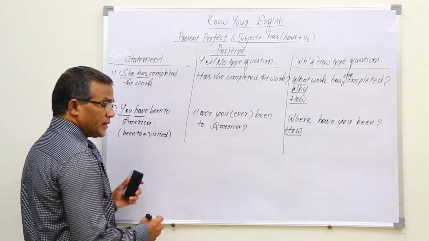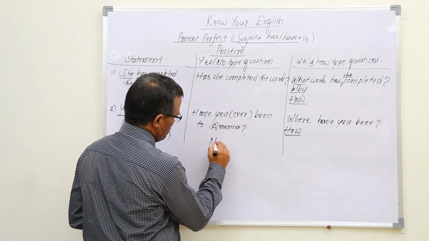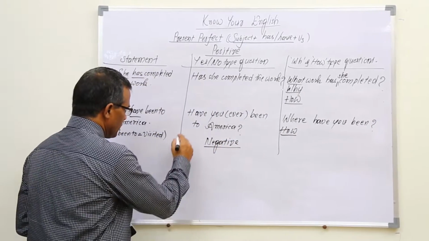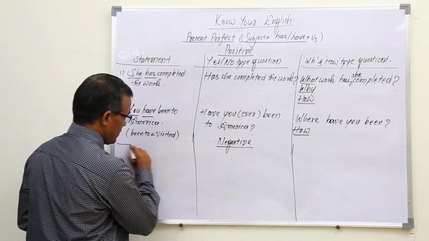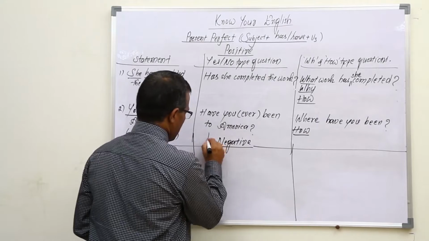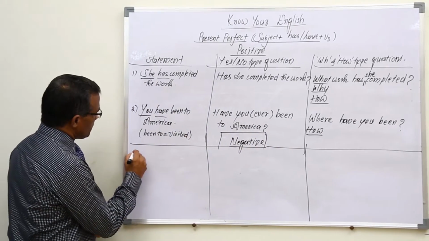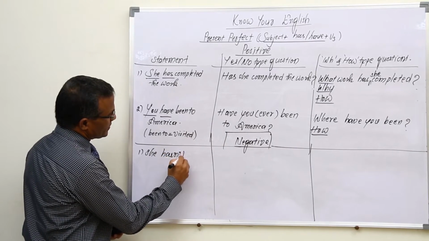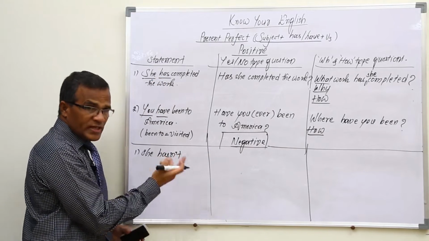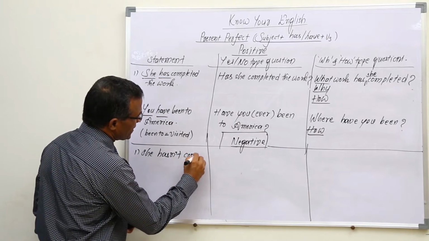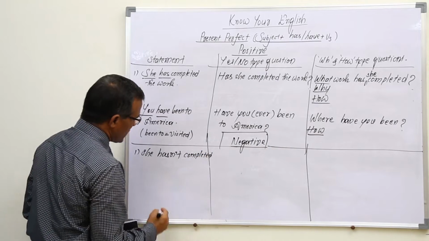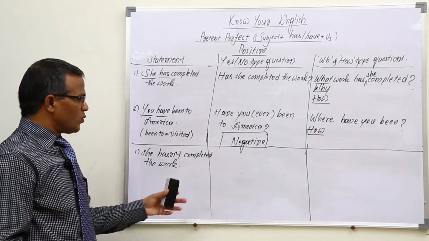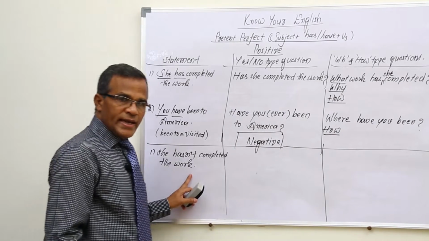Okay, let us take some negative questions also. Let us take some negative examples also. So, under negative, for example, number one, she hasn't. Instead of she has, we are using she hasn't, means she has not. She hasn't completed the work. Negative statement it is. She hasn't completed the work.